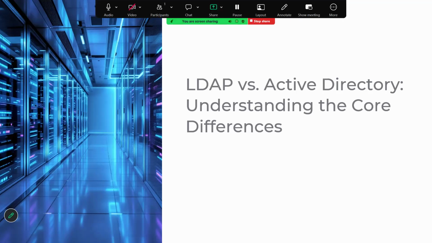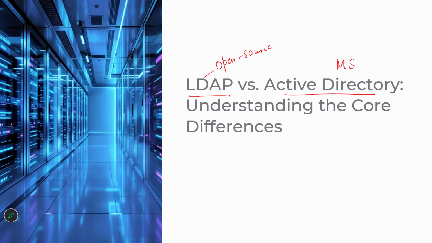So, understanding the difference between LDAP and Active Directory. LDAP is Lightweight Directory Access Protocol. It is an open source protocol for accessing the directory services, while Active Directory is a Microsoft proprietary directory service that uses LDAP among other protocols. Active Directory is designed for Windows-based networks, managing the users and devices, while LDAP is platform neutral and used to query information quickly. So let's see.